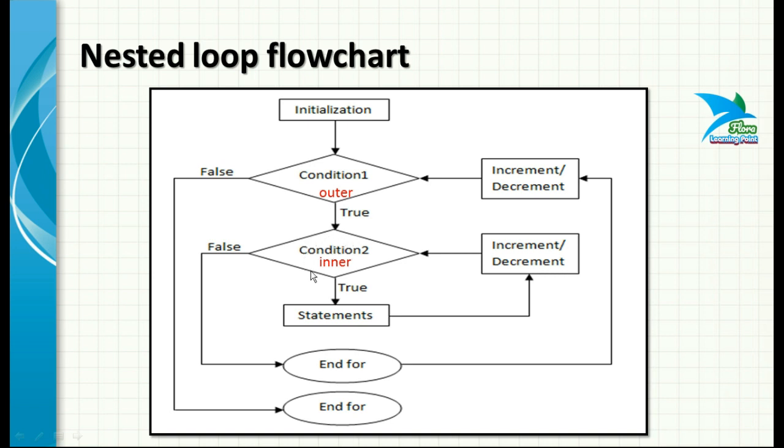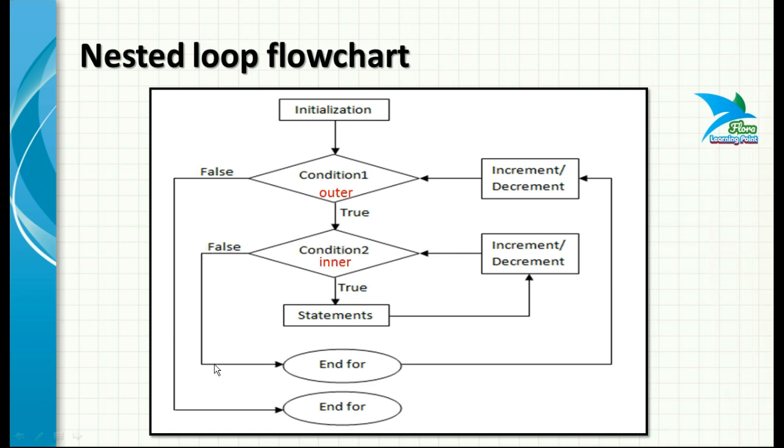Again, if the condition is true, then the control will move to the inner loop, and the inner loop variable starts again from its initial value. If the condition is true, then the same procedure will execute, and the same steps will repeat again and again. If the condition is true, the statements will execute, then increment or decrement, then the condition will be checked again, and the same procedure will execute repetitively.